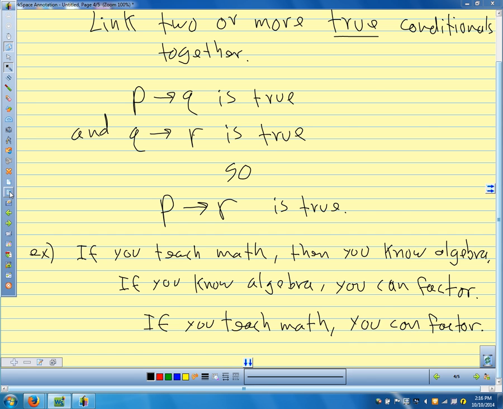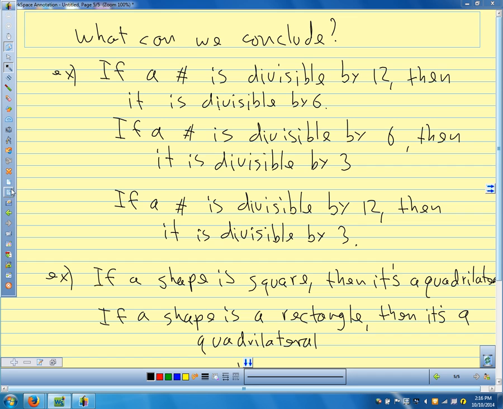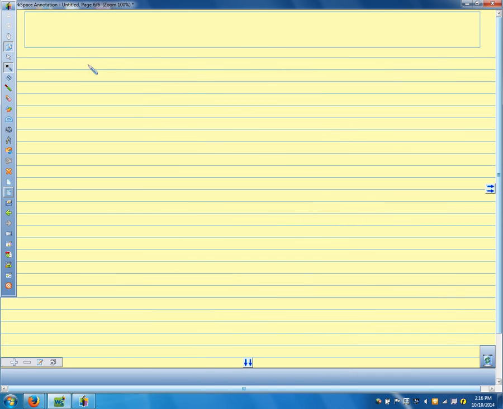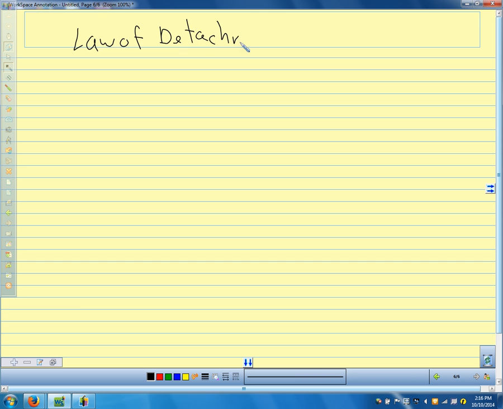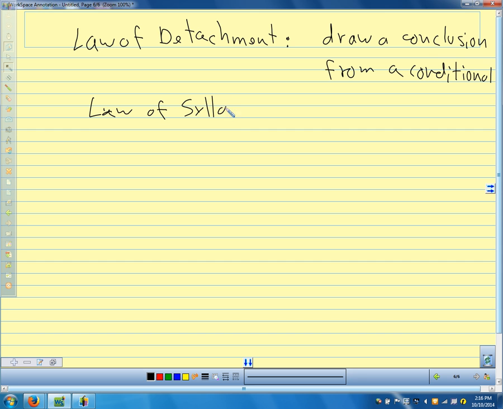So that's how we put the law of detachment and the law of syllogism together to make a conclusion. So our big picture here is the law of detachment lets us draw a conclusion from a conditional. The law of syllogism lets us link conditionals together. So that's the main difference between the two, and that's how we're going to use those two. All right, questions? Okay.